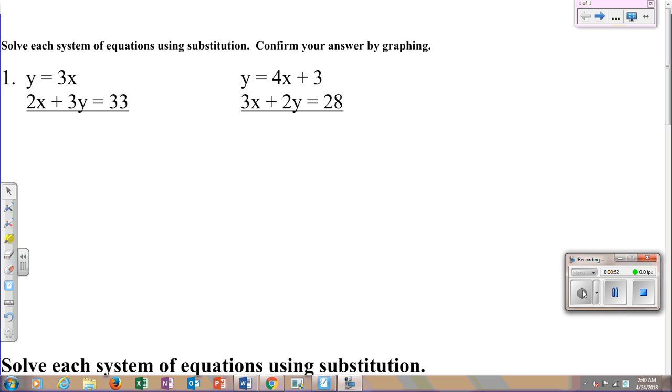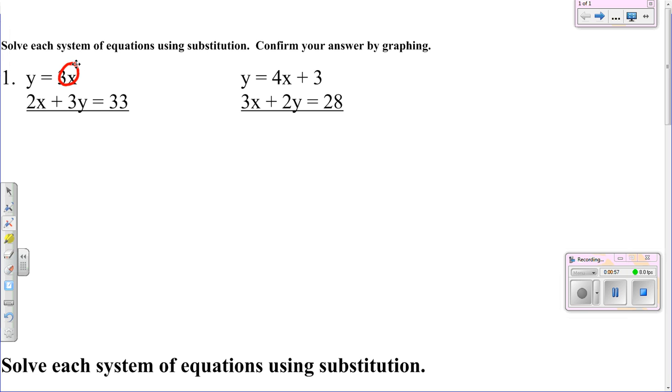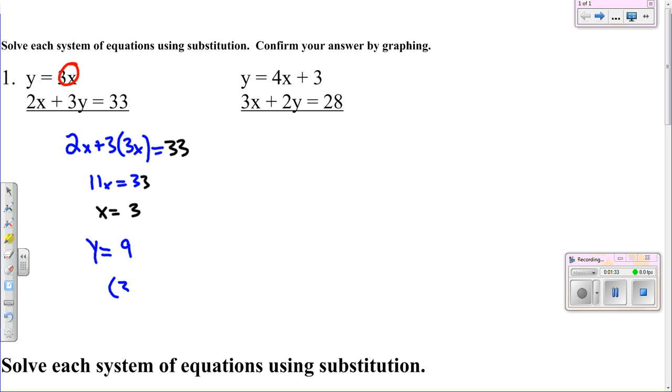All right. On this homework assignment, it was substitution again. You take this 3x and you plug it in for y. So you get 2x plus 3 times 3x equals 33. It gives you 11x equals 33. Divide by 11, x equals 3. Now plug that into the top equation. You get y equals 3 times 3, which is 9. So your answer is 3, 9.